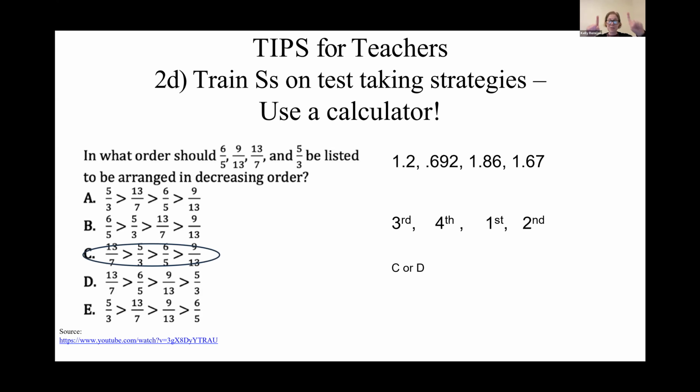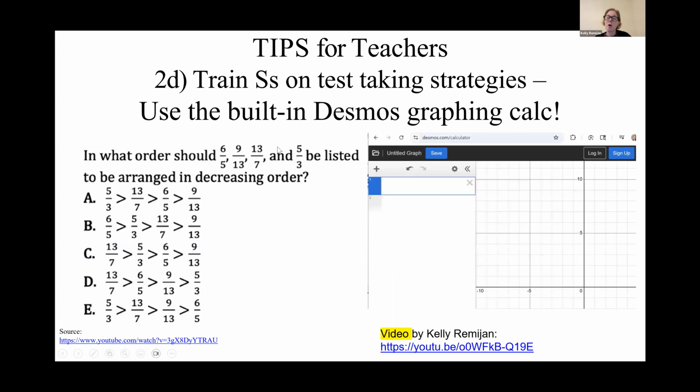We could do this, but this is the first one I want to show you how awesome Desmos is. Okay, it's going to blow your mind. If you're not using Desmos, try it. So I have videos to go with this that you'll have access to, but this just shows students how they can do this. So I'm going to show you how you can use Desmos to do a problem like you see here. So once I get to Desmos, I'm just going to type in 6 divided by 5 or 6 fraction bar 5, enter, 9 divided by 13, 13 divided by 7, and 5 divided by 3.